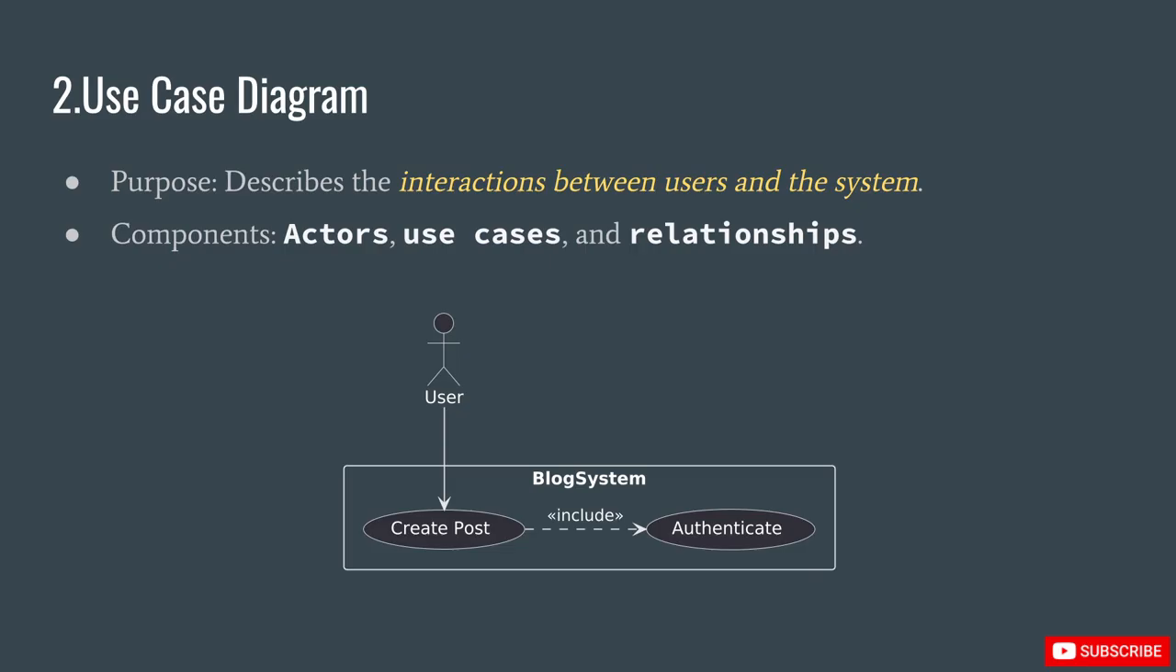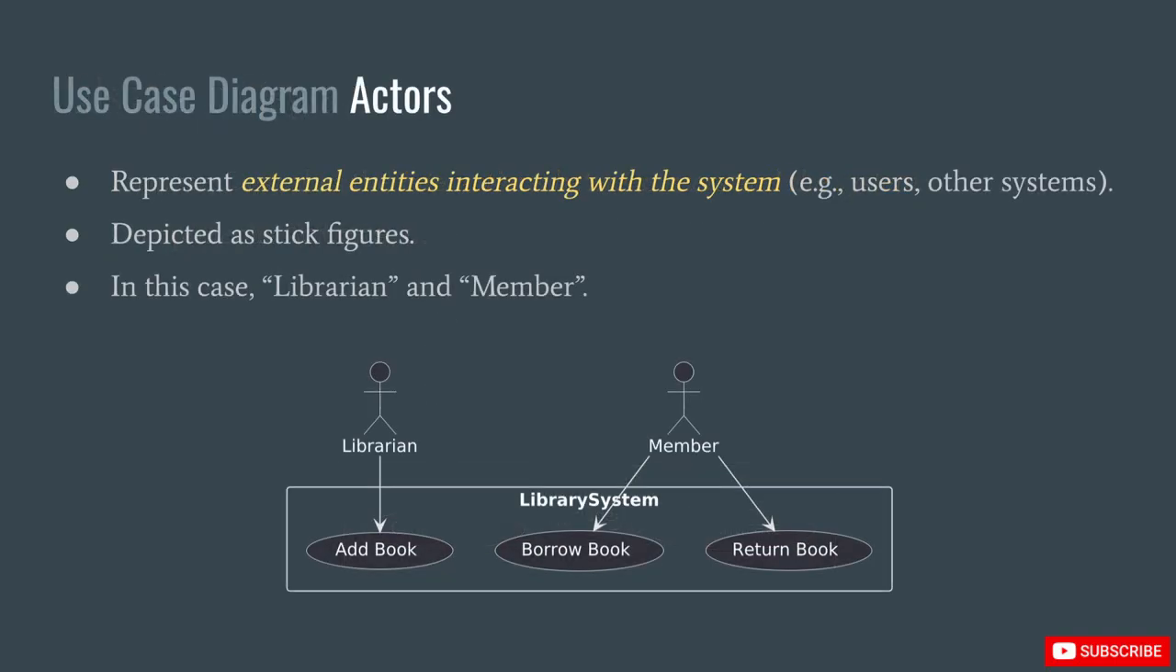Use case diagrams describe the interactions between users and the system. The main components include actors, use cases, and relationships. Use case diagram actors represent external entities that interact with the system, such as users or other systems. They are depicted as stick figures. For this example, our actors are the librarian and the member.